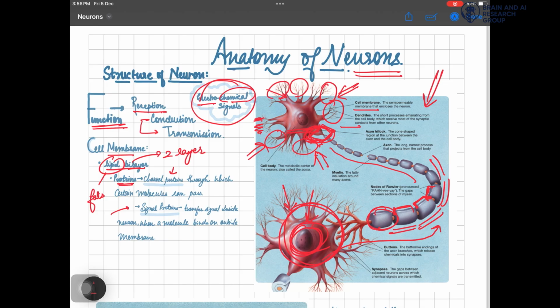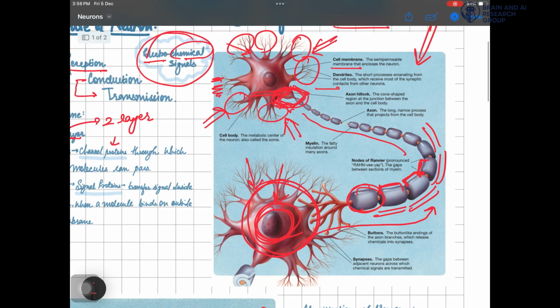We'll see the myelin sheath as well coming forward. Then we have nodes of Ranvier, the gaps between the sections. These are the nodes of Ranvier. Then comes the terminal buttons here. These help in receiving the signal, receiving the neurotransmitter, which we will study a little later during the action potential process. And the synapse, the gaps between adjacent neurons across which chemical signals are transmitted.